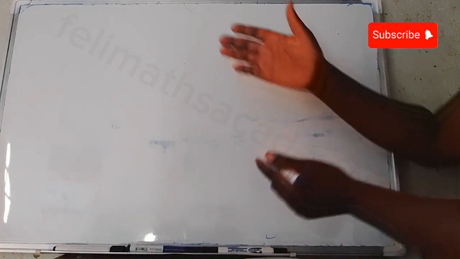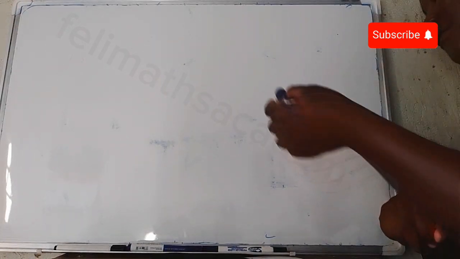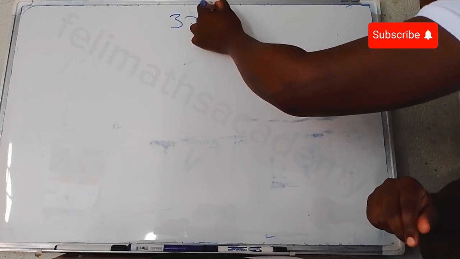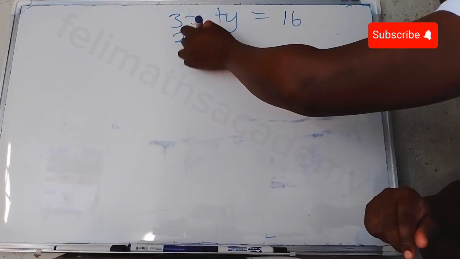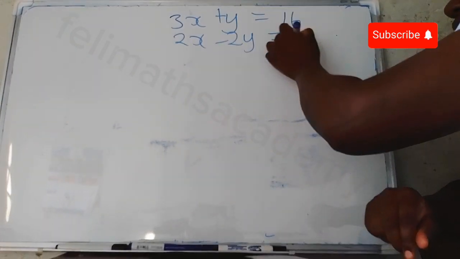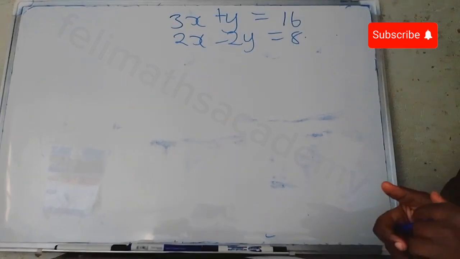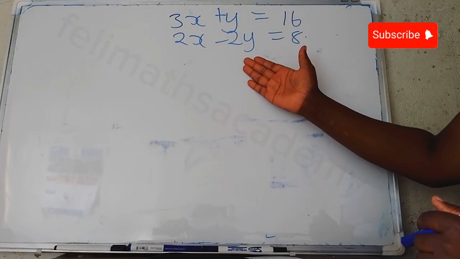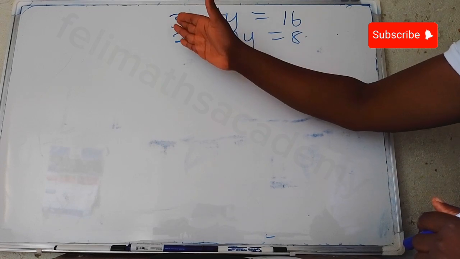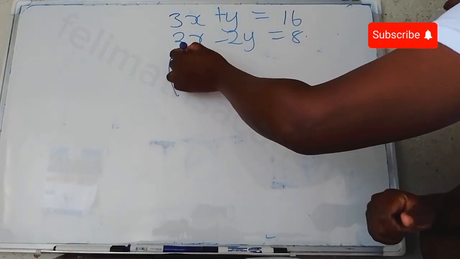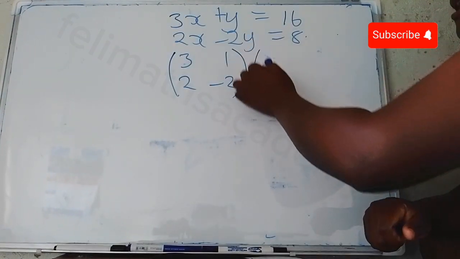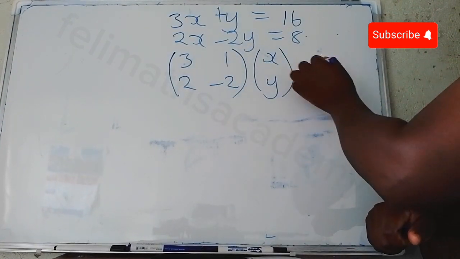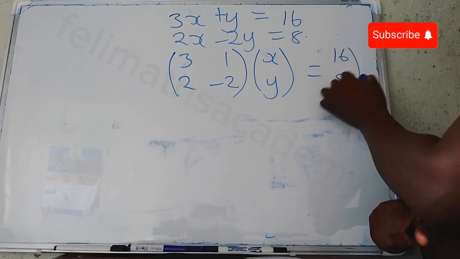First of all, we are going to form a 2 by 2 matrix. Let's say we have 3x plus y is equal to 16 and 2x minus 2y is equal to 8, right? We are going to form a 2 by 2 matrix. Remember the coefficients 3, 1, 2, negative 2, and multiply by our unknowns x, y. This should be equal to 16, 8.